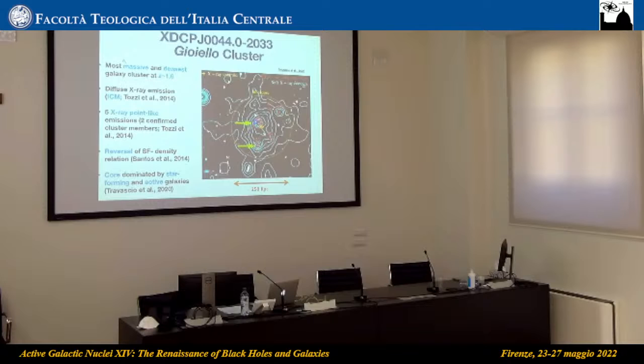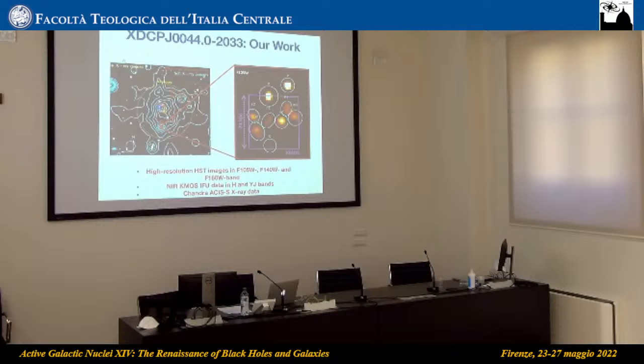In our work, we use high-resolution HST images in 3 different infrared bands, combined with CMOS IFU data in 2 different infrared bands and Chandra X-ray data, in order to study star formation and nuclear activity around the X-ray point-like source 3, which in our work is named M1. From the high-resolution HST images, we found that the region of 24 kiloparsec times 24 kiloparsec is populated by up to 9 sources. We were able to calculate fluxes and magnitudes of these sources using the HST images.